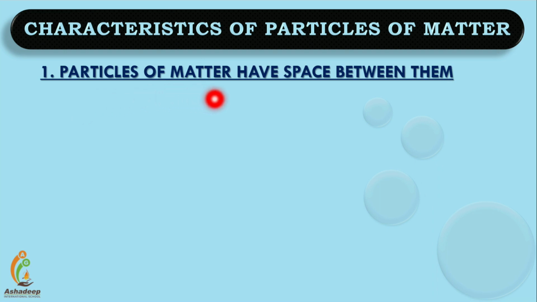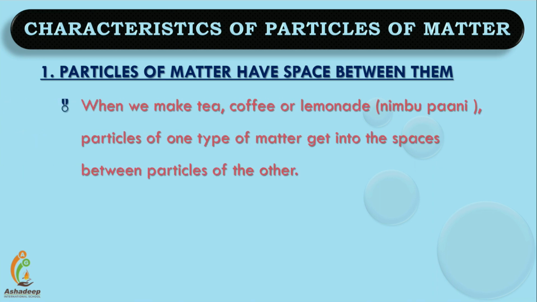Particles of matter have space between them. Now this is a characteristic of the particles of matter. Actually there are three characteristics. This is the first one. When we make tea, coffee or lemonade, it is limbu pani, particles of one type of matter get into the space between particles of another.